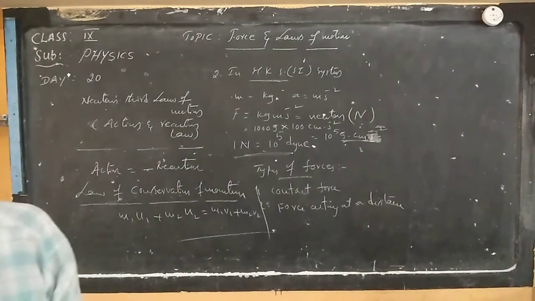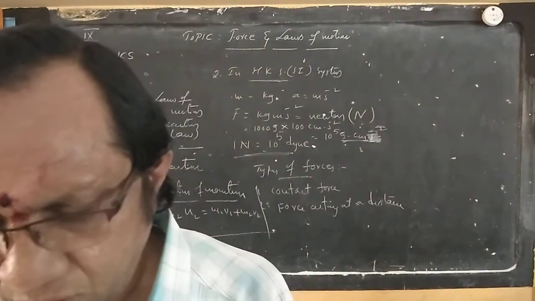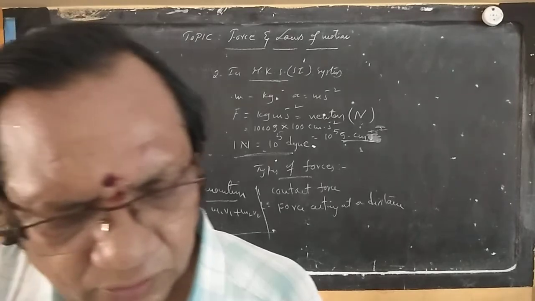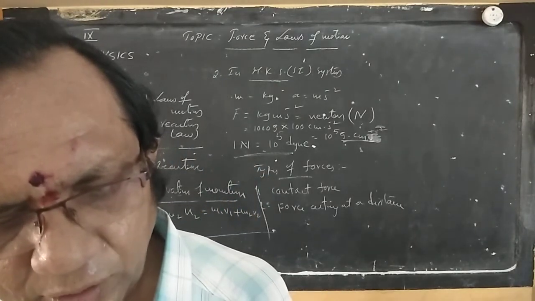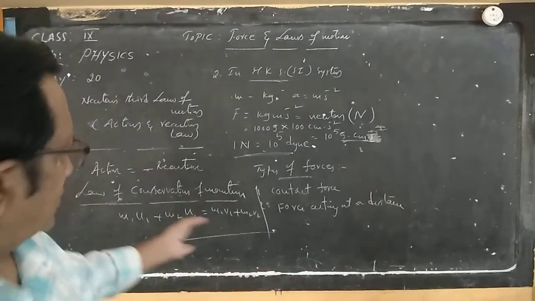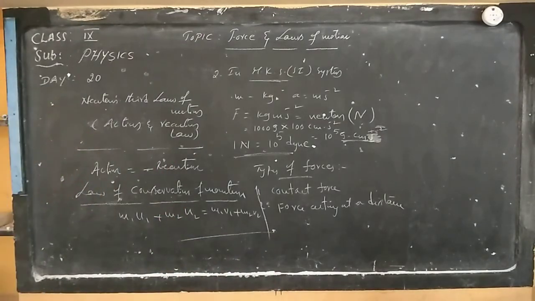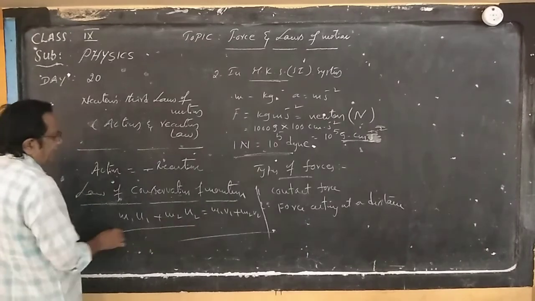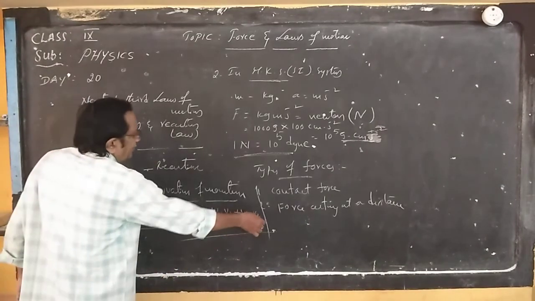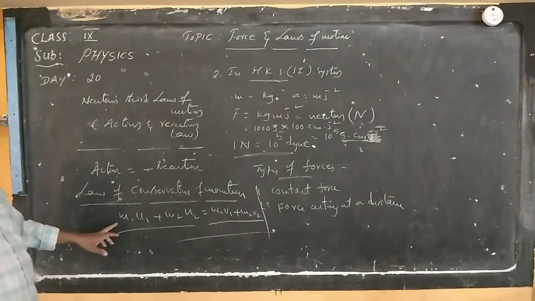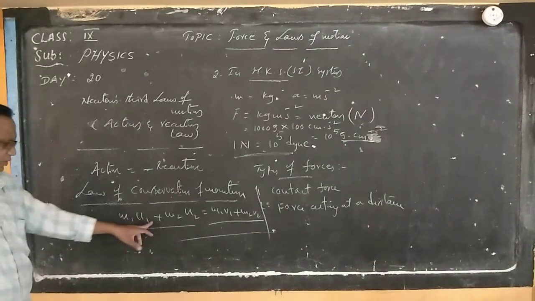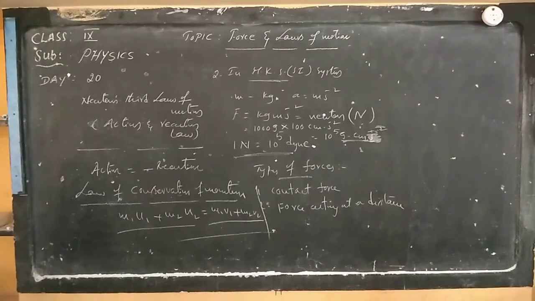How we get this application, that we also have to see. To remember, m1 u1 plus m2 u2 is equal to m1 v1 plus m2 v2. So here the sum of the initial momentums of the bodies is equal to the sum of the final momentums of the bodies. By that we can get this application: m1 u1 plus m2 u2 is equal to m1 v1 plus m2 v2.